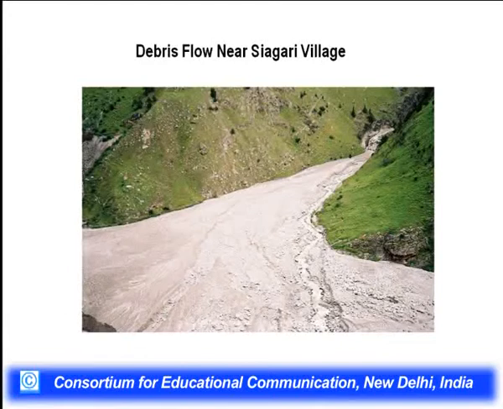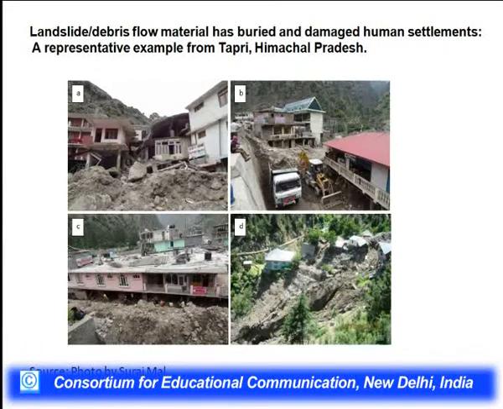Debris flow near Siagri village. See this, so high, and in the Himalayan area all these drainage basins have a very high energy flow in the rivers like the Beas. Landslide debris flow material has buried and damaged human settlements in the Tapri region in Himachal Pradesh. You can see how people are constructing on a steep slope, because sometimes steep slopes are safer from flooding or waterlogged situations. So, that is why they construct more houses on the slope.